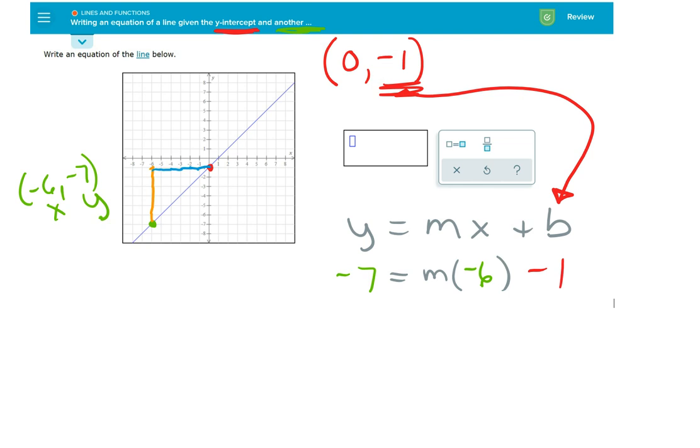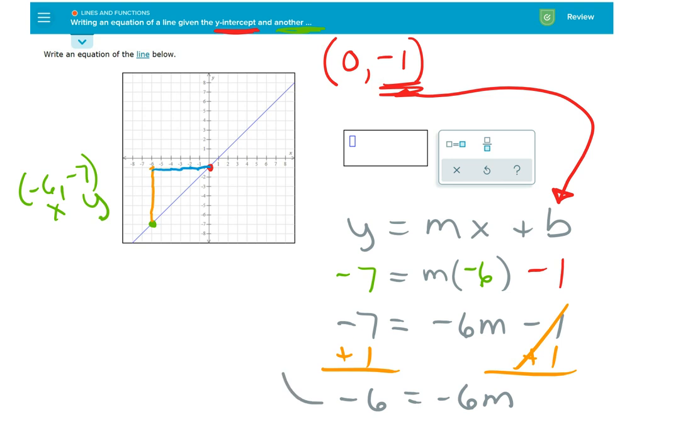So the only letter I have left is m. And then, you know, I do some algebra magic here. -7 equals m times -6, which is -6m. And then to solve for m, I would add 1 to both sides. That cancels. I'm left with -7 plus 1, which is -6.